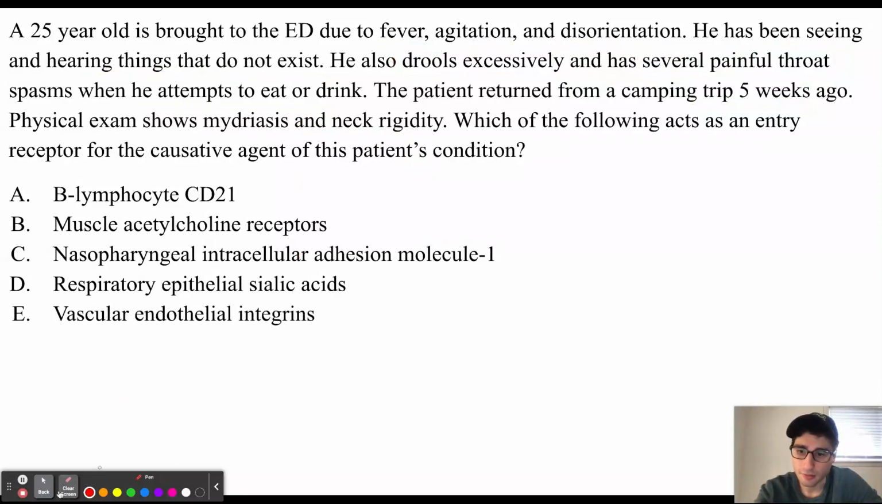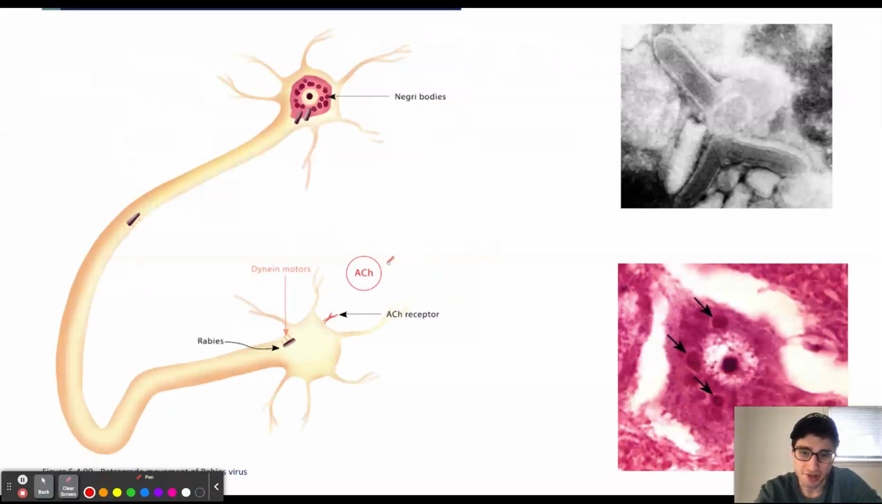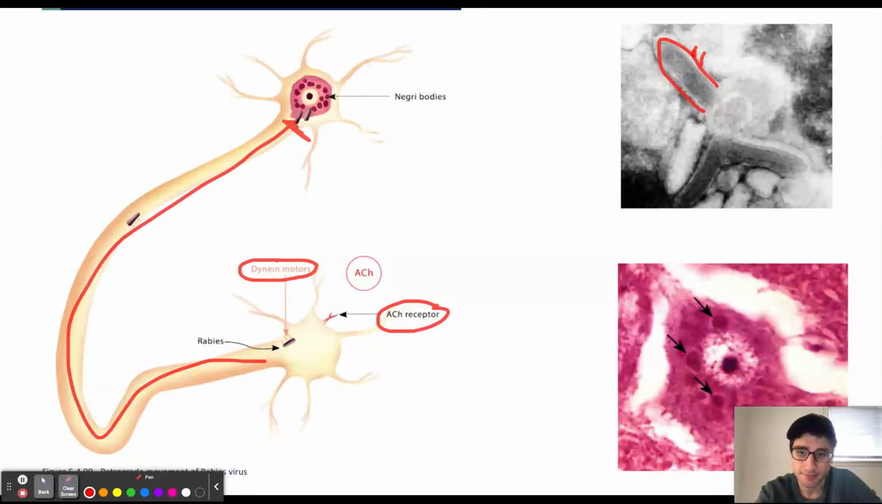Now, what is important to know about a rabies infection is that the virus is going to make its way to the central nervous system by first binding to the acetylcholine receptor. So here we see the envelope for the rabies virus. It is going to be a bullet shaped envelope that has glycoproteins on top, and these glycoproteins are going to attach to the acetylcholine receptor found on the peripheral axon. And once it does that, by using dynein motors, it can transport its way to the central nervous system. And this is called a retrograde transport.